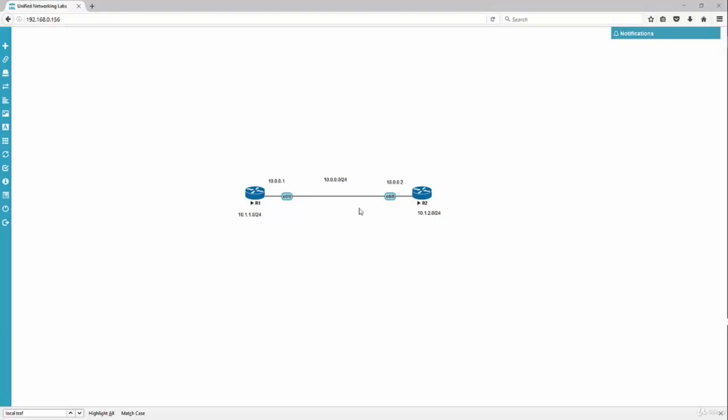Hello. In this lecture, we'll look at the packet capture for authentication header, and understand how the packets are getting parsed by both sides. We will also look at the configuration of the two routers.